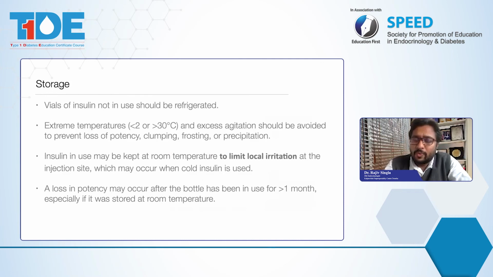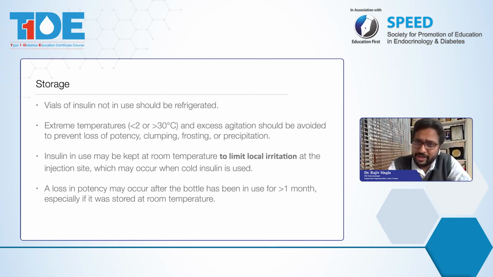We need to store insulin at a temperature between 2 degrees and 30 degrees. At temperatures between 8 and 30 degrees or so, your insulin is stable only for 28 days. When insulin is stored between 2 and 8 degrees, it would be okay to use it till the expiry date. But for the insulin that we are using, even if we keep it at less than 30 degrees or so, it can work for almost 28 days.